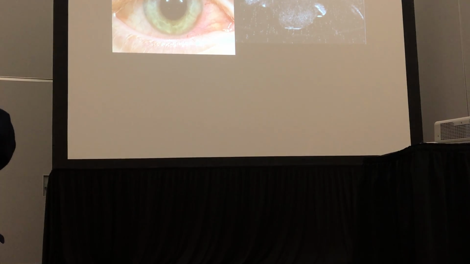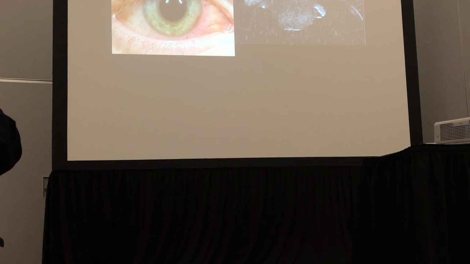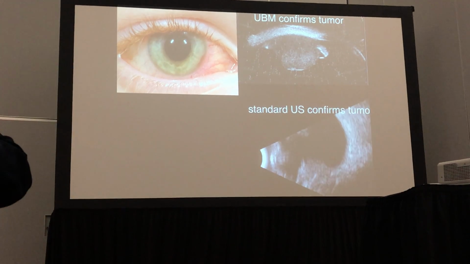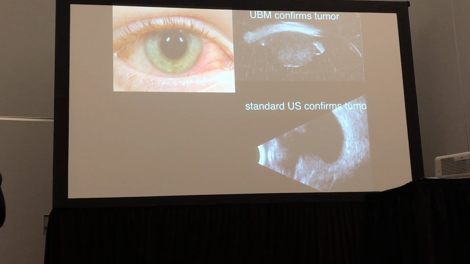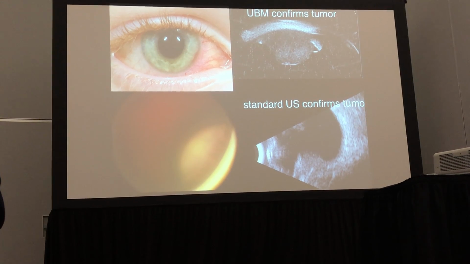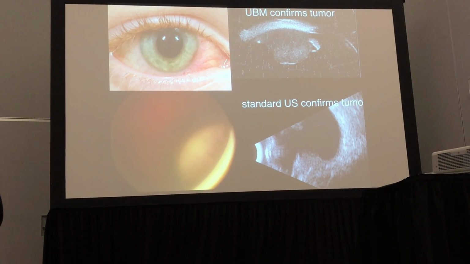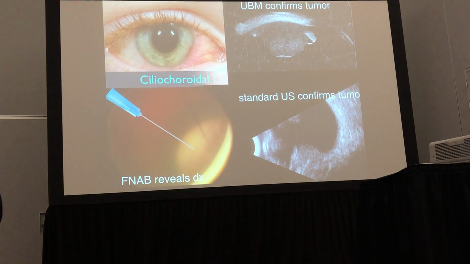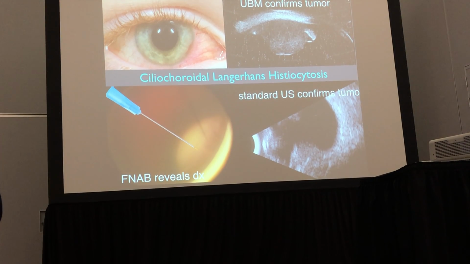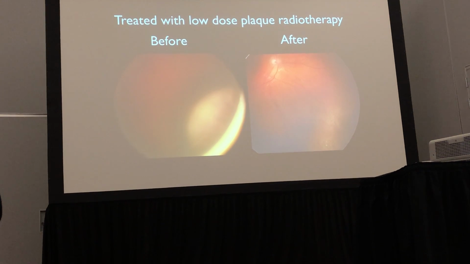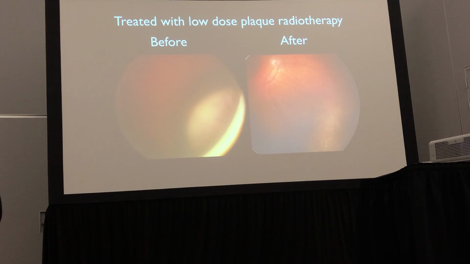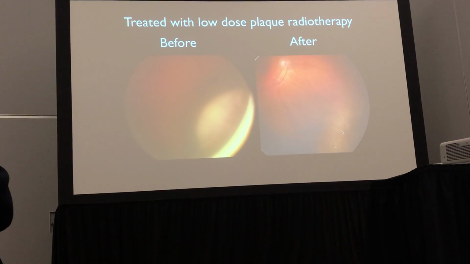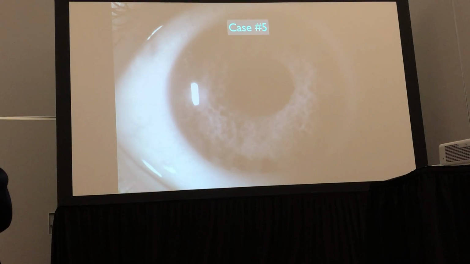By UBM, we could see there was a solid tumor in the ciliary body, into the choroid, and dialyzing the iris. By standard ultrasound, we could see the mass also, and there is this amelanotic mass with a pars plana ahead of it. So in this case, we did needle biopsy, and this proved to our surprise to be Langerhans histiocytosis. So this lesion is super sensitive to low-dose radiation. We just gave a very low dose, and you can see before and after radiation, the tumor completely resolved.